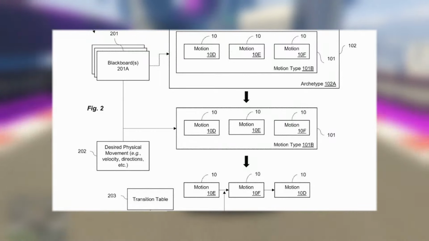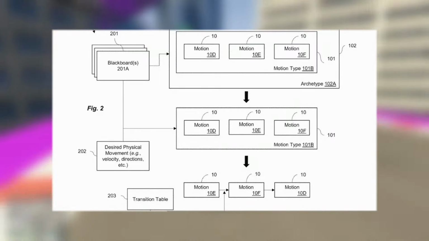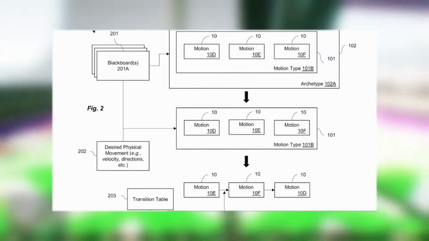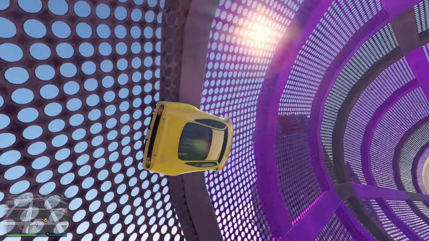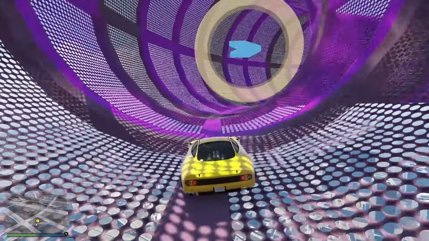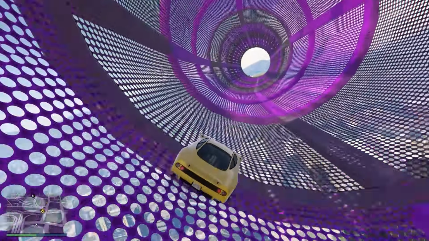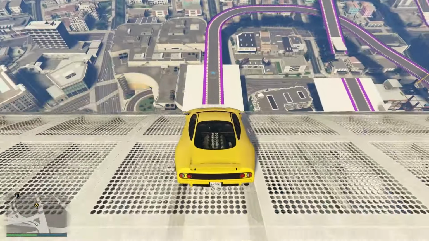Motion 10D, 10E, 10F. These represent the different possible motions or actions the character can take. Motion type 101B. This box likely categorizes the types of motions: walking, running, jumping. Middle section 202. Desired physical movement. This part considers the desired physical attributes like velocity and direction. It helps the AI decide which motion type to choose based on the character's current goals and environment.